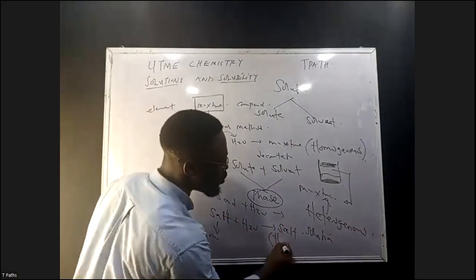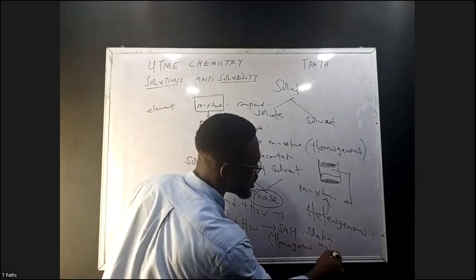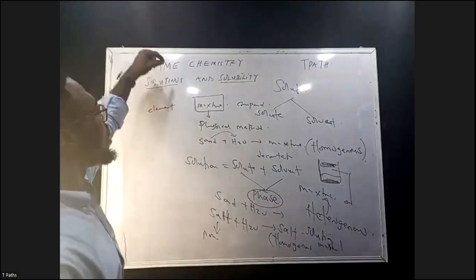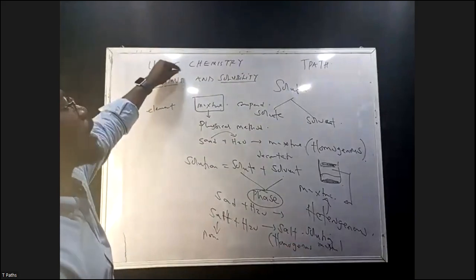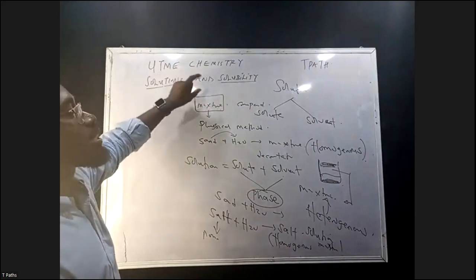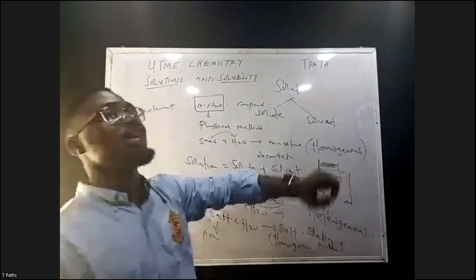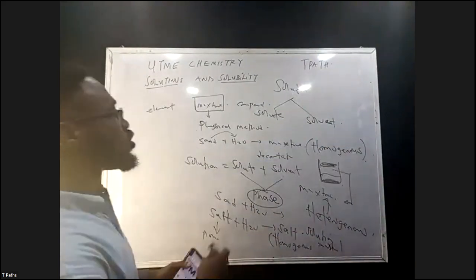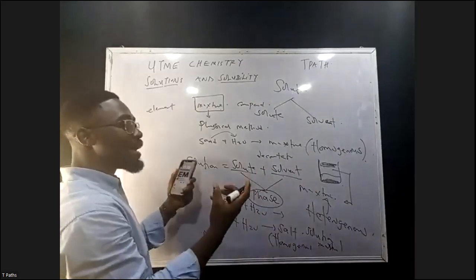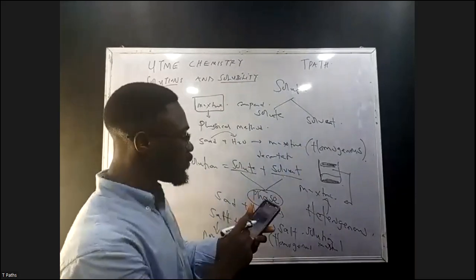It is a homogeneous mixture. So we have seen that there's a distinction and similarity between solutions and mixtures. A solution is a form of mixture that is said to be homogeneous. That is, the solute and the solvent exist in the same phase.